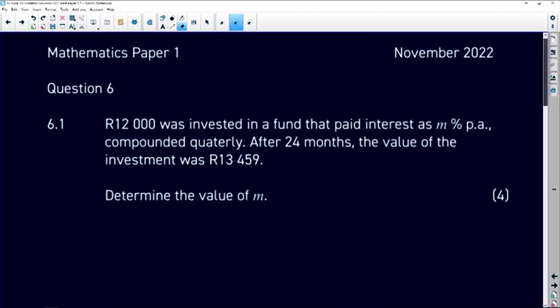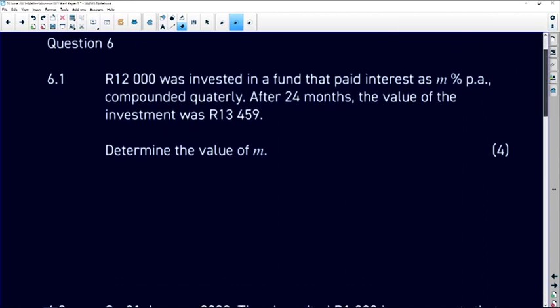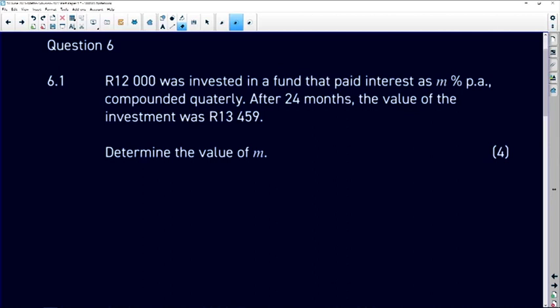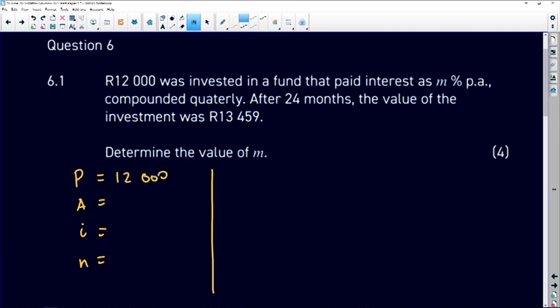Okay, now this looks like a paying question, because this is just a single investment. Now, how do we work with paying questions? Well, very basic. You need to know which variables you have values for and which one you are asked to work out. What do we know? We know for a fact that 12,000 was invested. That's the principal amount. 12,000 was invested in a fund that paid an unknown interest. So we don't know what I is. That's M% per annum compounded quarterly.